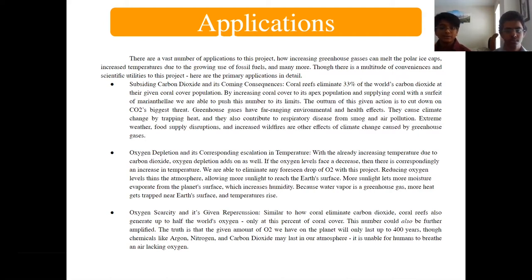Oxygen scarcity is a given repercussion. Similar to how coral eliminate carbon dioxide, coral reefs also generate up to half the world's oxygen, only at this percent of coral cover. This number could also be further amplified. The truth is that the given amount of O2 on this planet will only last up to 400 more years. Though chemicals like argon, nitrogen, and carbon dioxide may last in our atmosphere, it is impossible for humans to breathe air lacking oxygen.